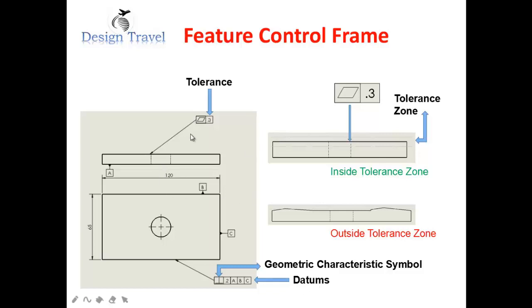If you take this top view, it consists of the flatness symbol. You can see the right view, the right side image. You can see the tolerance zone. I specified this 0.3 mm tolerance in two imaginary lines. The difference between these lines is called the tolerance zone. If your manufactured part is in between these lines, it is accepted, that is, inside the tolerance zone. If it is outside the tolerance zone, this part will get rejected.